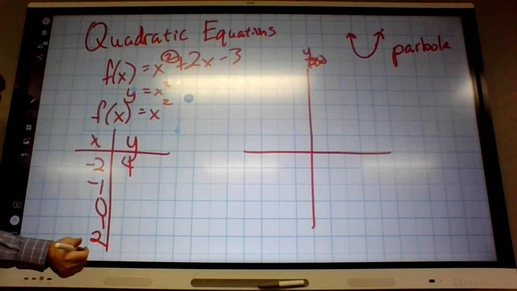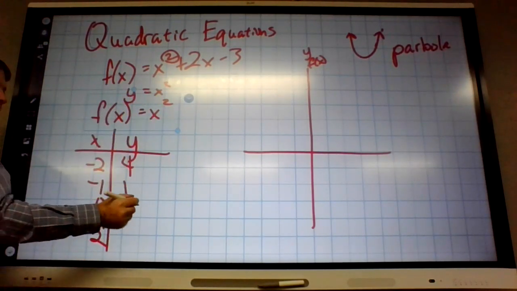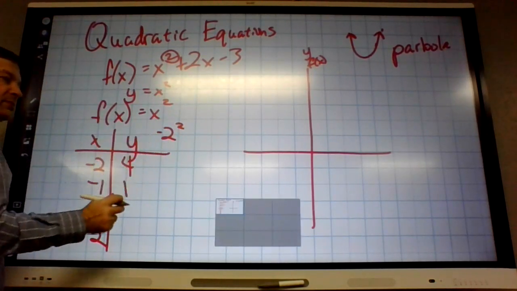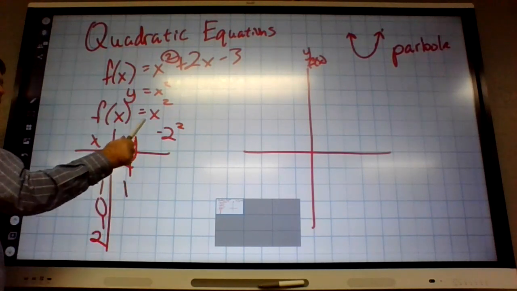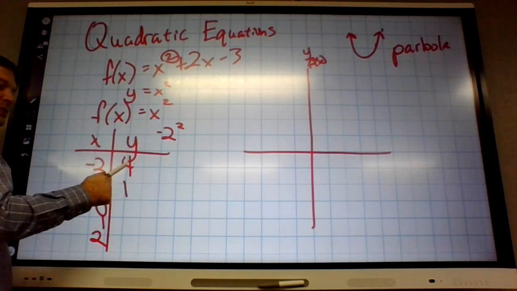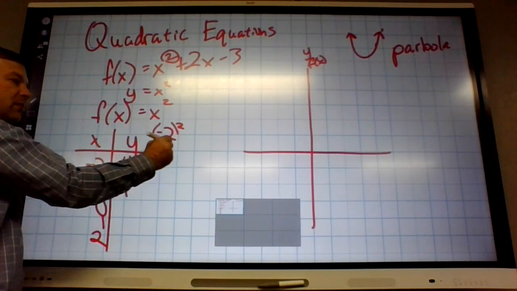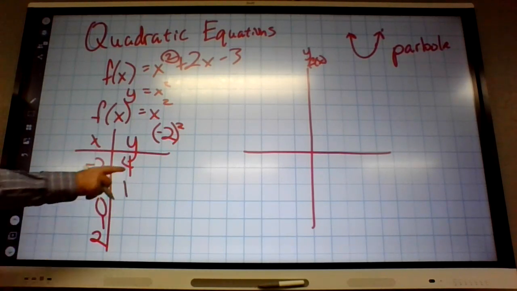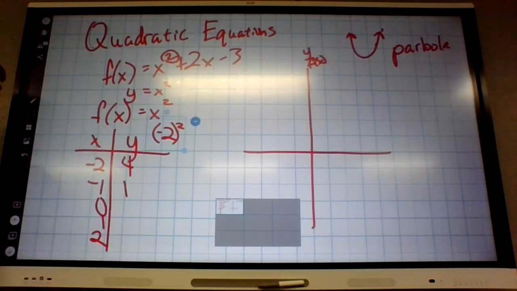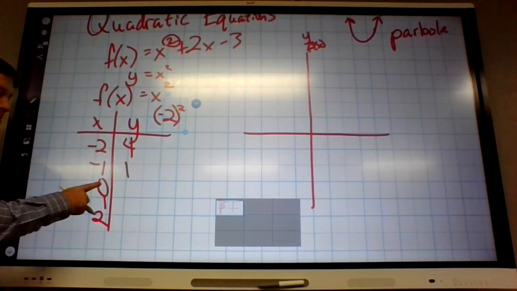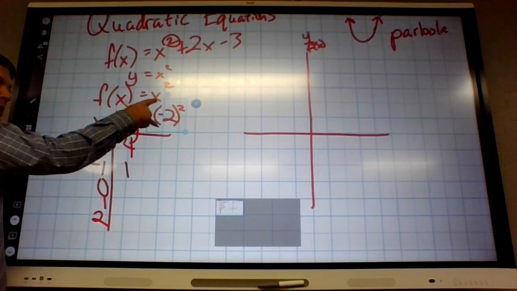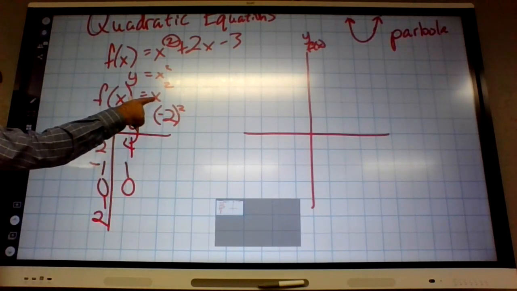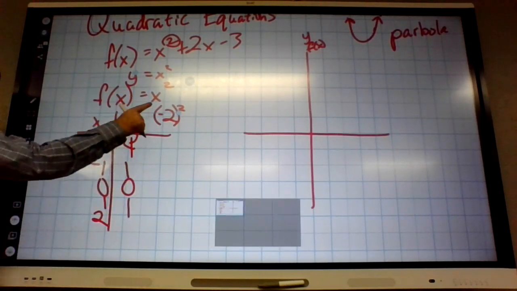If I plugged in -1 squared, I get +1. By the way, if you plug it into your calculator like that, it would be wrong. We're squaring all of x, so we should be squaring all of -2. If you don't put the parentheses, it'll only square the 2 and then add the -1 later, which would be wrong. So 0 squared, 1 squared, and 2 squared.